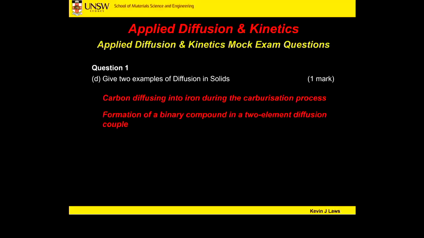Formation of a binary compound in a two-element diffusion couple. So hopefully Rakesh looked a little bit at those diffusion couples. Element A, element B, put them together, heat them up, diffusion across the interface. Precipitation of an intermetallic compound during heat treatment of an alloy. Yeah, so atoms have to diffuse, localize, get the right stoichiometry, and then we can start to grow precipitates within our alloys.